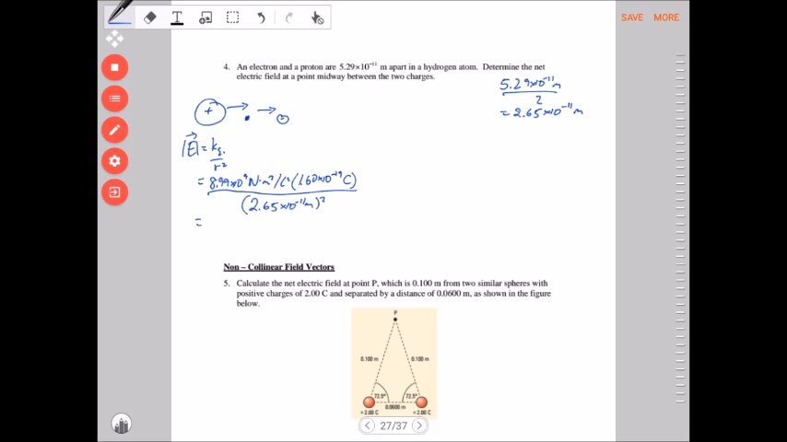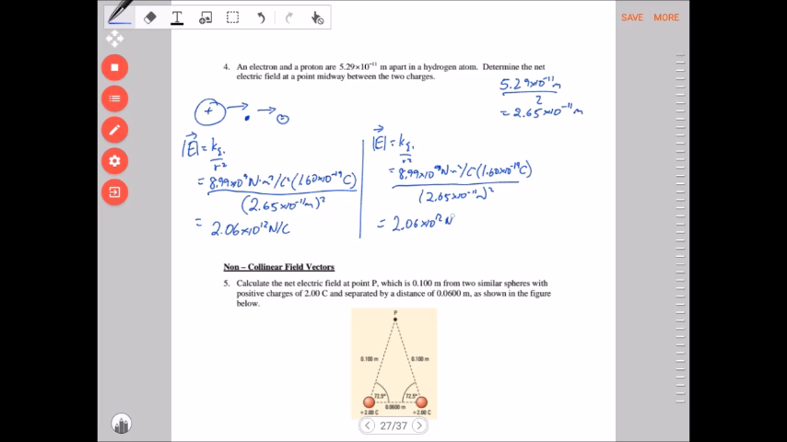When we type that in, we get 2.06 times 10 to the 12 newtons per coulomb. Now we figure out the electric field because of the electron. And hey, wait a minute. When we look on the back of our formula sheet, the charge of an electron is still 1.60 times 10 to the negative 19 coulombs. That means it's going to be the same numbers, 2.65 times 10 to the negative 11 meters squared. So it's going to be 2.06 times 10 to the 12 newtons per coulomb. Wow, that's crazy. But remember, a proton and an electron have the same magnitude of charge. The only thing that's different is the direction of the electric field out of the positive proton.